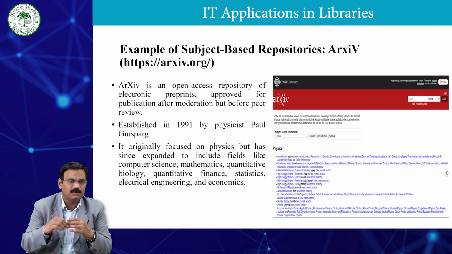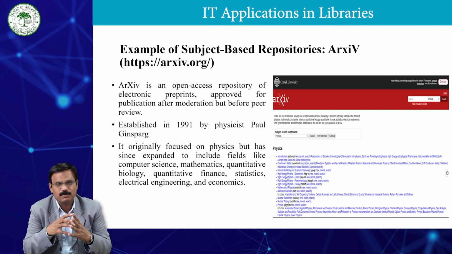There are some examples. We'll find the example of subject-based repositories. arXiv.org, you will be finding, is an open access repository of electronic preprints approved for publication after moderation but before peer review. It was established in the year 1991 by a physicist named Paul Ginsparg. It originally focused on physics but has since expanded to include fields like computer science, mathematics, quantitative biology, quantitative finance, statistics, electrical engineering, and economics.